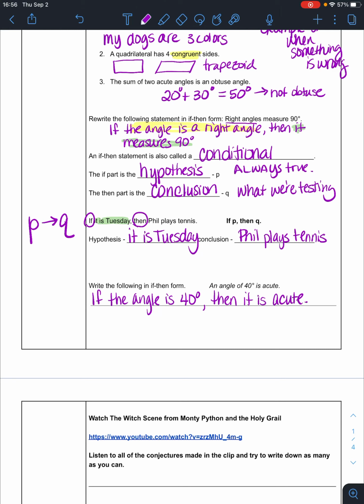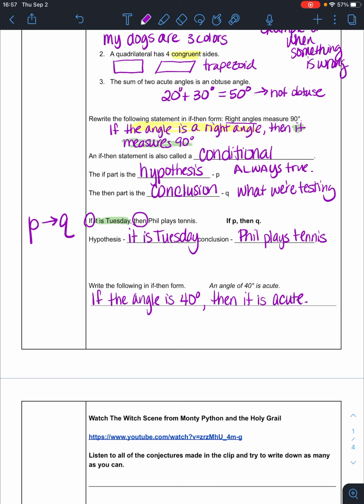Okay, so we just took that conjecture, an angle of 40 degrees is acute, and we turned it into a conditional. There are a lot of words that start with C, and you need to keep them straight. A conjecture is simply an opinion based on incomplete information. A conditional is an if-then statement.